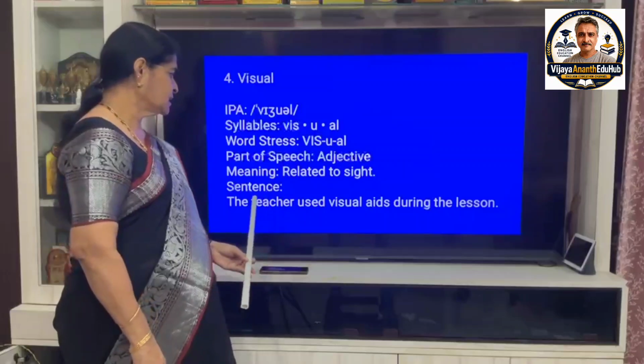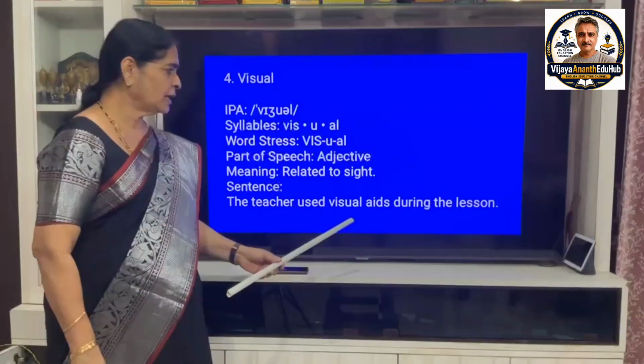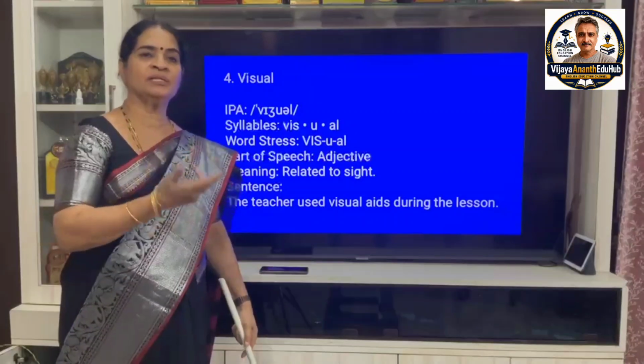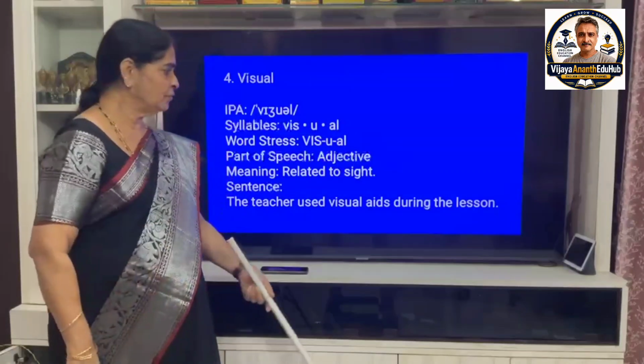Visual. Sentence: The teacher used visual aids during the lesson. The aids which can be seen. Okay, visual aids.